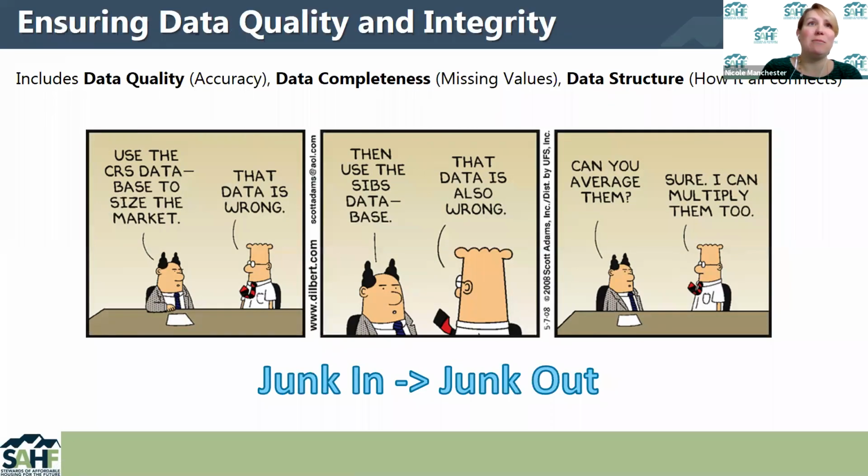And so moving on to the next step, so that's kind of data collection and data planning. The next step is thinking about data quality, or quality assurance. Different organizations call it different things. But the main pieces of this are data quality or accuracy, data completeness, or checking for missing values or incomplete data, and then data structure, how it all interconnects, whether that's in Excel files or in a data system, just thinking about how it relates and how it's being stored.